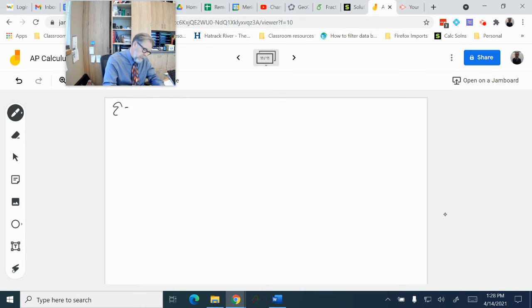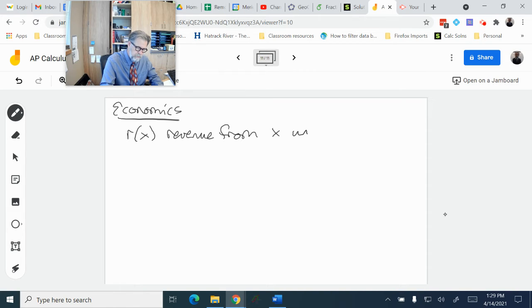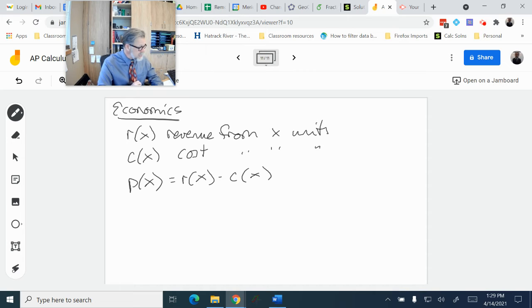So we're going to do some examples from economics, and in this case, we are going to have to do a little setup. We've got to define some terms that we haven't seen before. So we're going to define R of X as the revenue derived from X units. We're going to define C of X as the cost from X units, and we're going to define the profit for X units as the revenue minus the cost.